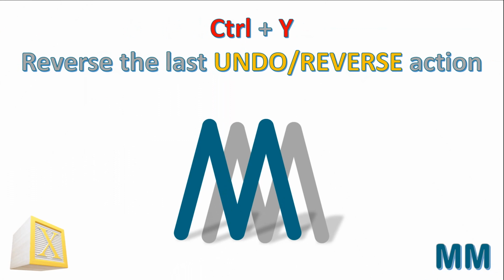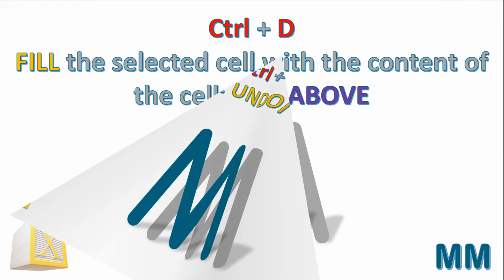The CTRL Y will reverse the last reverse action. So thinking that I realized that my last reverse action was not the best, I can choose that shortcut to reverse the last undo or reverse action. That could be also useful and is not very used, but can be very useful.